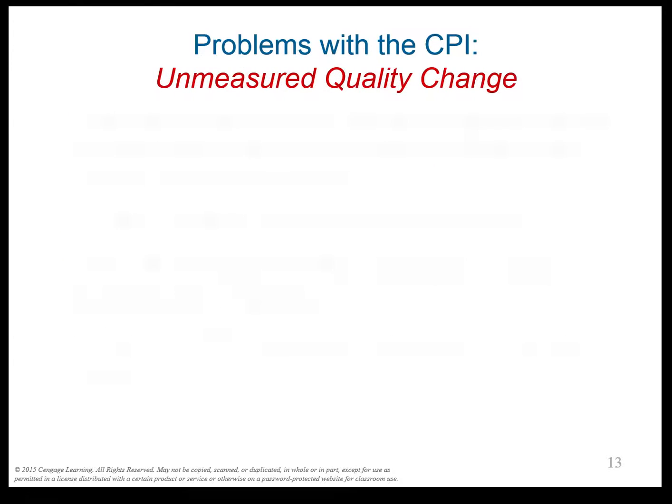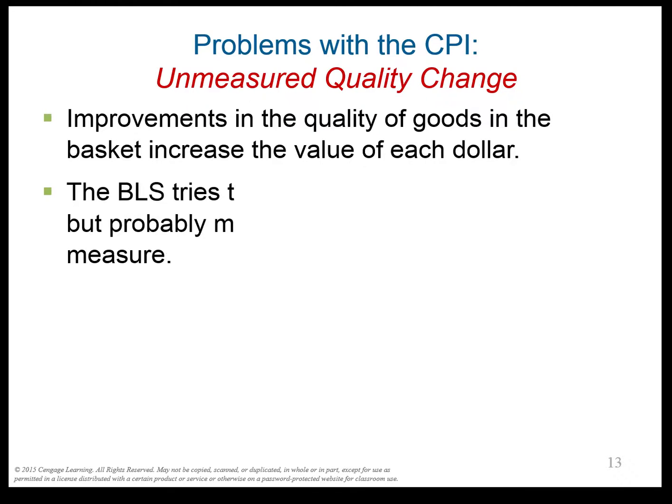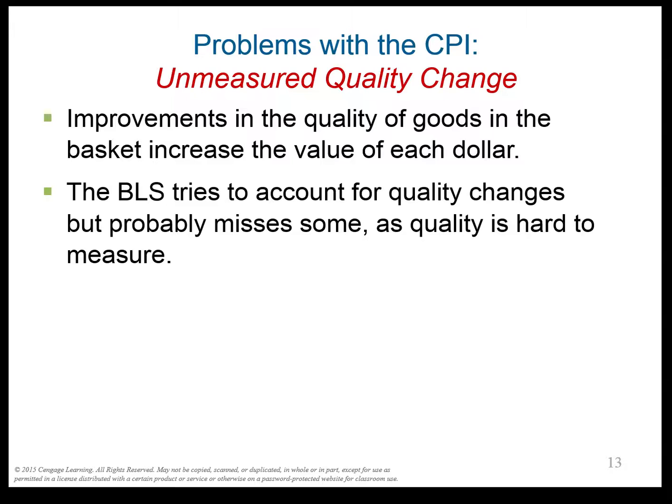Okay? Finally, let's talk about another problem with the CPI. It's unmeasured quality change. And the fact of the matter is that goods get better every year. Okay? And this has the effect of increasing the value of each dollar. The Bureau of Labor Statistics tries to account for these quality changes, but it misses some because quality is really hard to measure. Here's how it happens. Imagine that you're measuring the basket from 2000, and then you're going to measure the basket from 2014. Well, maybe they both have a Honda Accord in it because the average household is buying a Honda Accord.